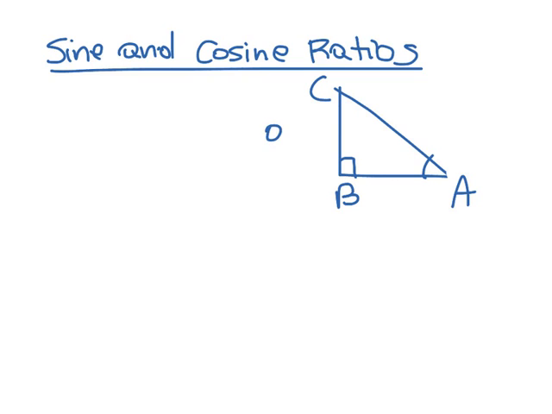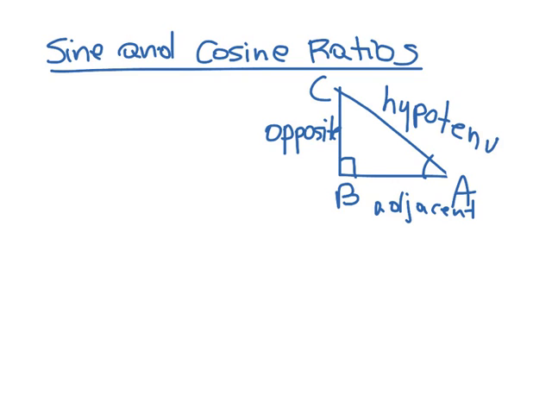Now with respect to angle A, this is the opposite side. This is the adjacent side. And this is the hypotenuse. Well, that never changes. It's always the longest side inside the right angle triangle. Again, let's go back and talk about the opposite sides. The opposite side always faces the angle. The hypotenuse is always the longest side, and the remaining side is always considered the adjacent side.